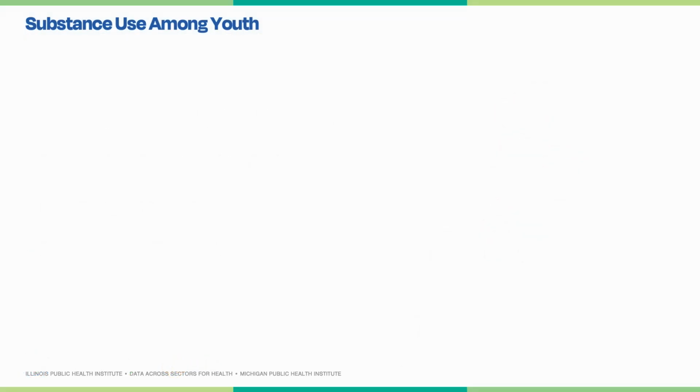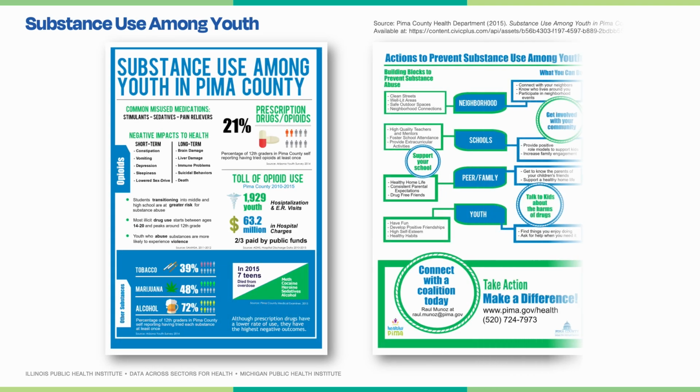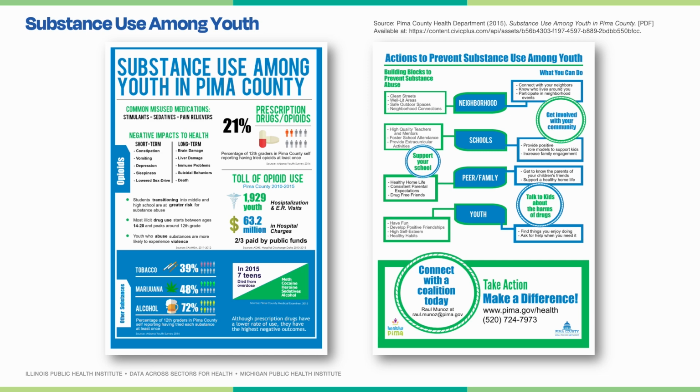For example, in Pima County, Arizona, descriptive analytics was instrumental in understanding youth substance use trends, a crucial first step toward designing effective responses. These infographics, taken from the 2015 Substance Use Among Youth in Pima County report made publicly available online, are a great example of descriptive analytics in public health, showcasing how the county analyzed historical survey data to understand trends in youth substance use behaviors.